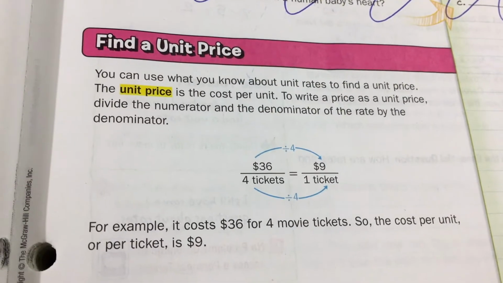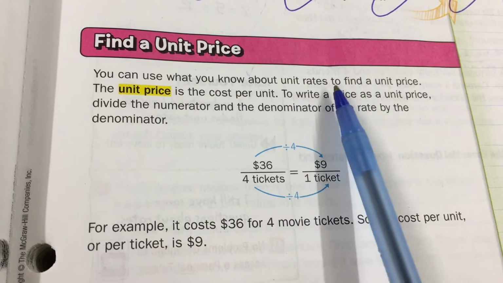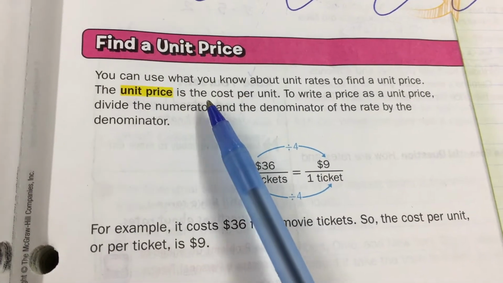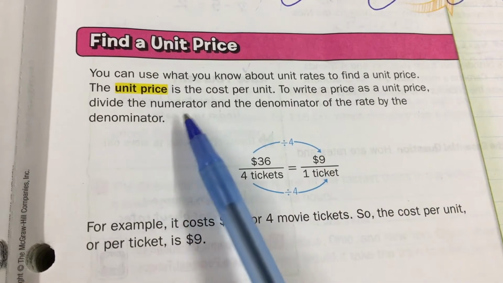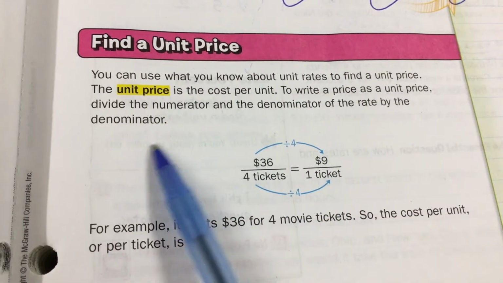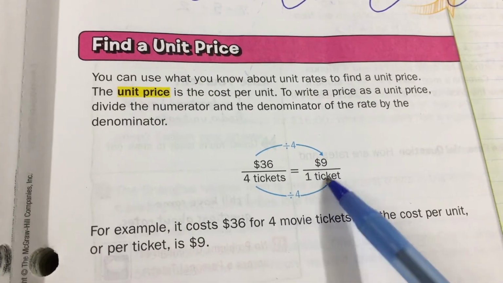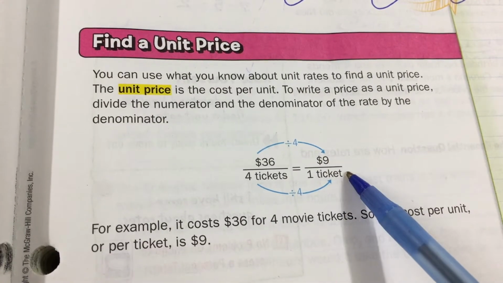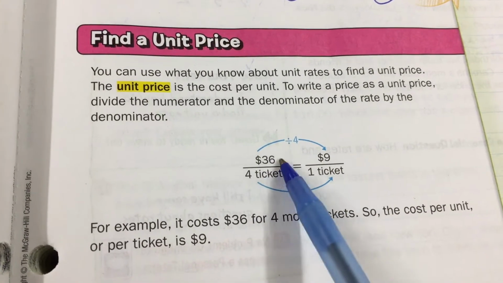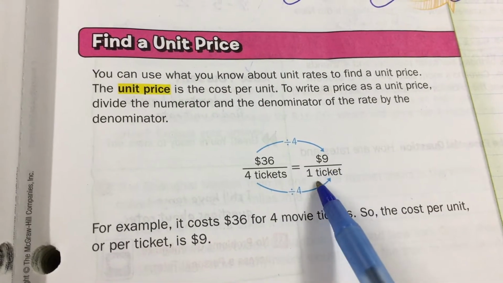And in this last one, we're just going to change the rate to money. So it's finding a unit price. You can use what you know about unit rates to find a unit price. The unit price is the cost per unit. To write a price as a unit price, divide the numerator and denominator of the rate by the denominator. So same thing, you're dividing by the denominator to get a 1 down in the denominator. So it's $9 per ticket. If it costs $36 for 4 tickets, the unit price is $9 per ticket.